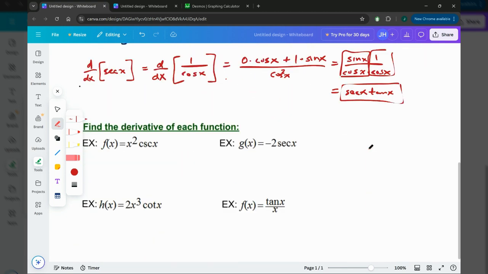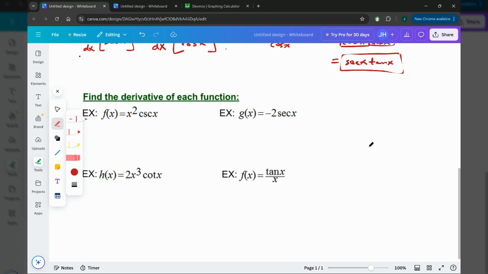Let's practice a few problems right here. And some of these involve more than one rule. This first problem to find f prime of x involves a product rule. The derivative of the first is 2x times the second, which is cosecant of x. The product rule is plus the first function, which is x squared, times the derivative of cosecant. Go back in the video and look. It's negative cosecant of x, cotangent of x. So the derivative here is 2x cosecant of x minus x squared cosecant of x, cotangent of x. There's my derivative for that first problem.